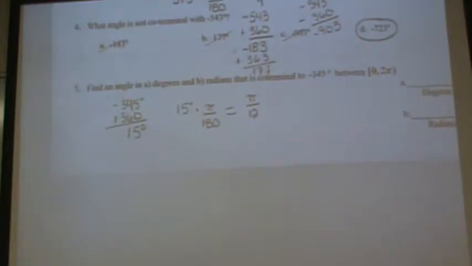And then we can take that 15 degrees and multiply by pi over 180. And this will give us our radian measure of that 15 degrees, which ends up being pi over 12. So our coterminal angle within the first rotation of a negative 345 degrees is pi over 12.